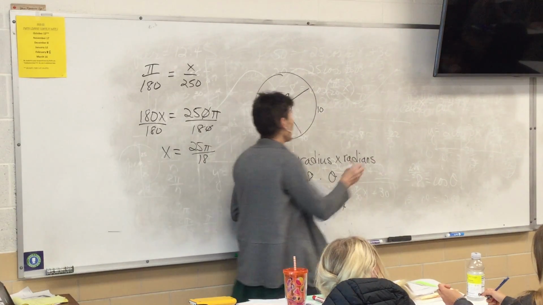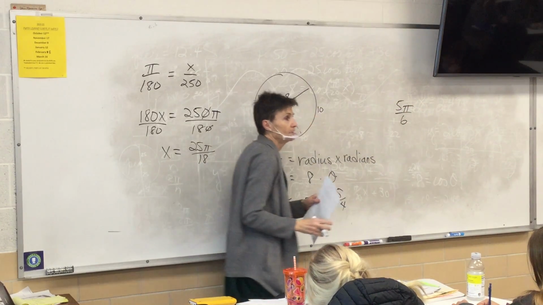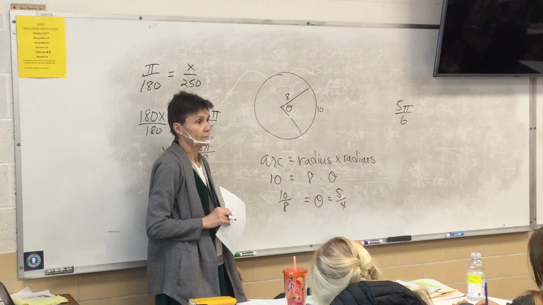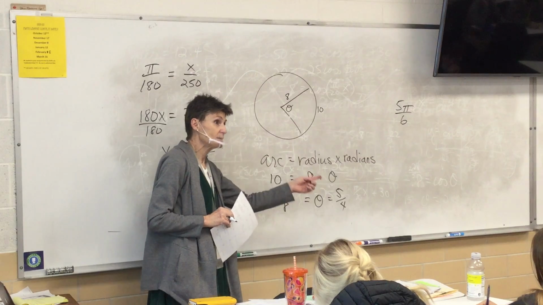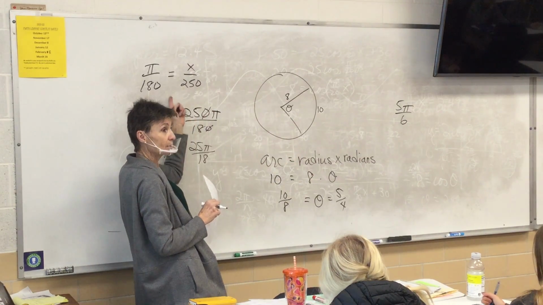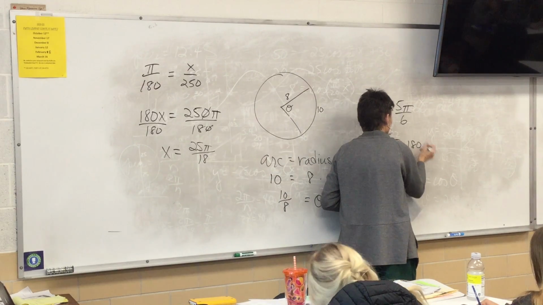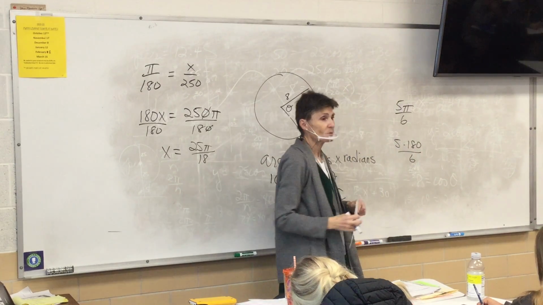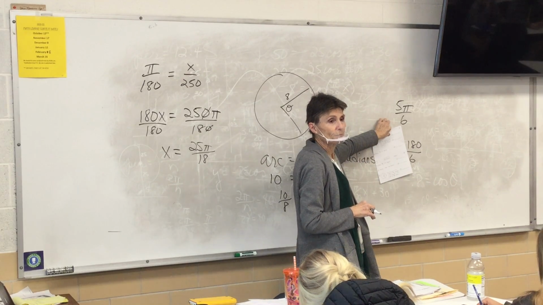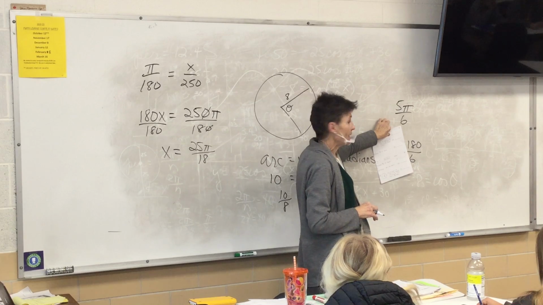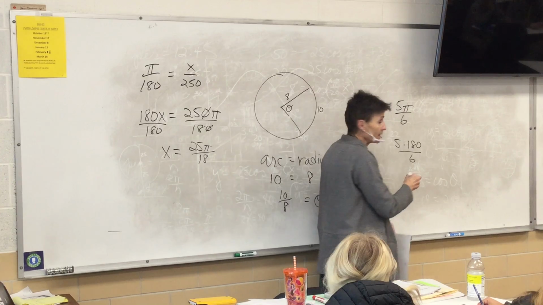All right, change 5 pi over 6 into degrees. This one's really easy. Who remembers how to do this? Pi is 180, right? Pi radians is 180 degrees. So we'll just put a 180 in there. Anybody make use of a calculator? Guys, what's 180 divided by 6? 30. And what's 30 times 5? 150. You don't need a calculator.